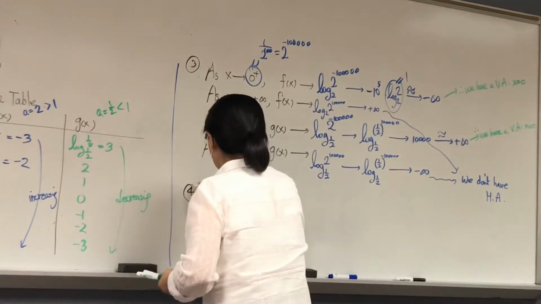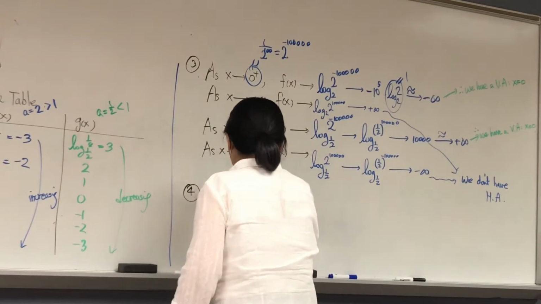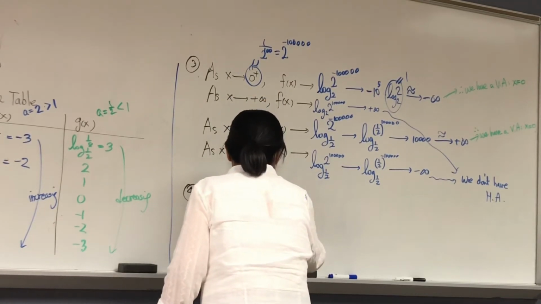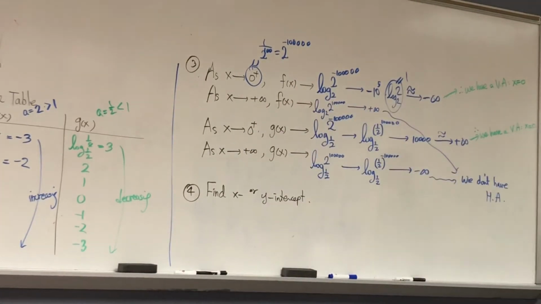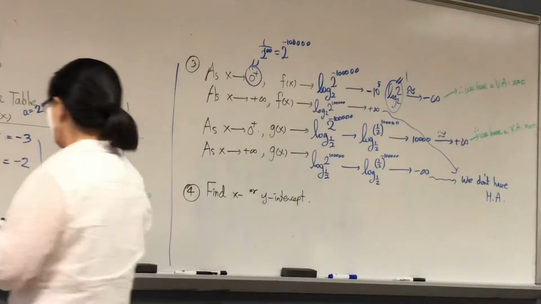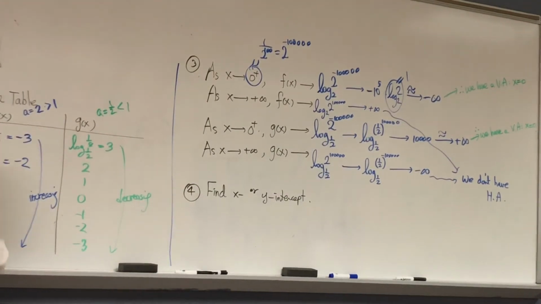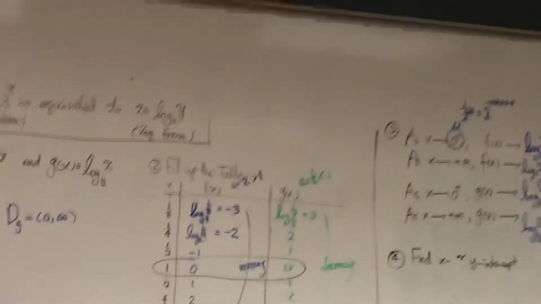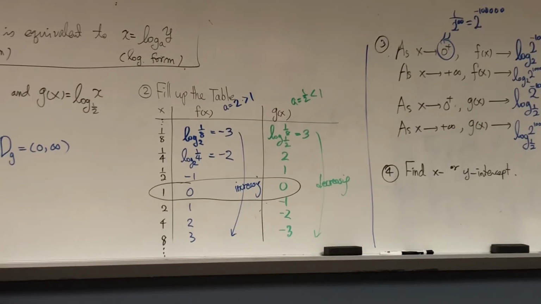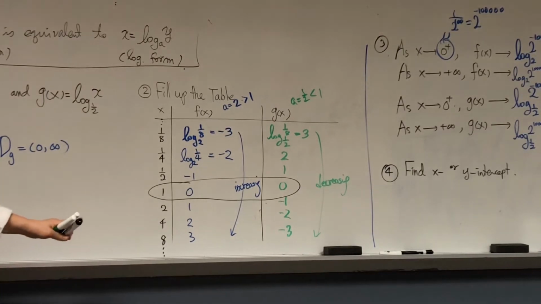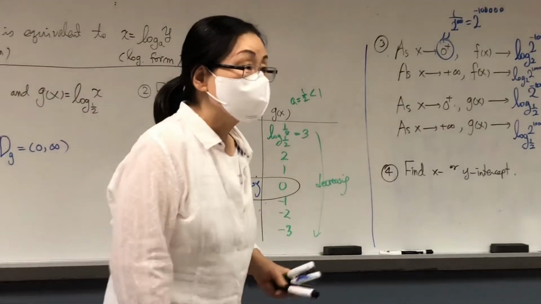Trivial 4. Find the x or y intercept. Do you have an x-intercept, or a y-intercept, or both? What do you have? From this, do you have an x-intercept or a y-intercept? Y is 0. X-intercept. Devin is right. Because y is 0, you have an x-intercept.